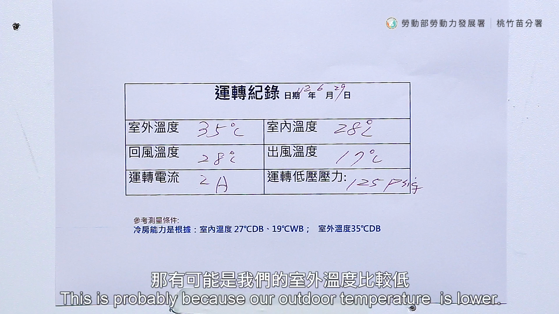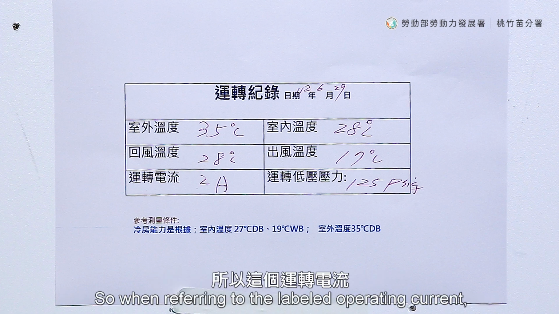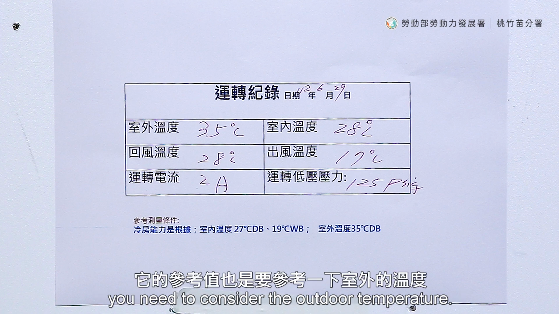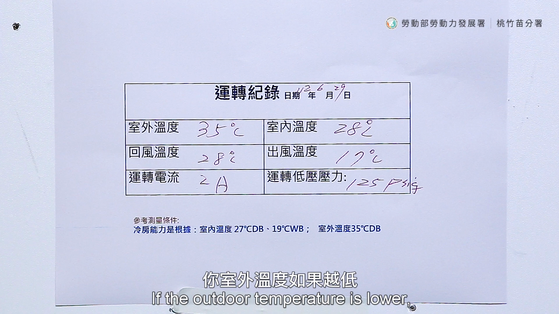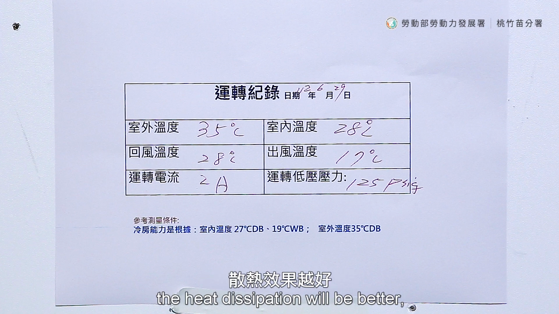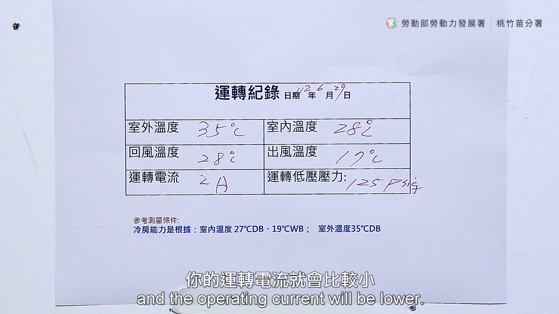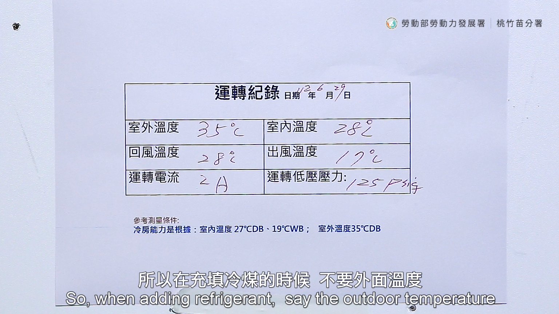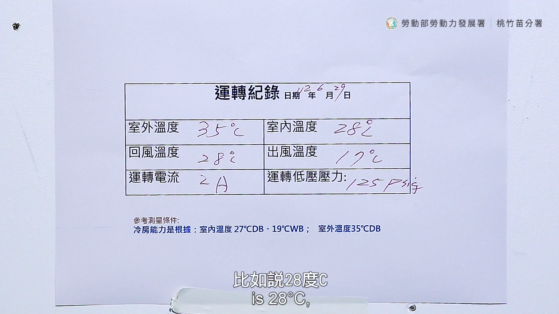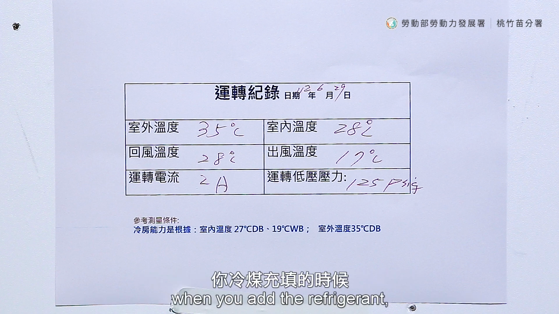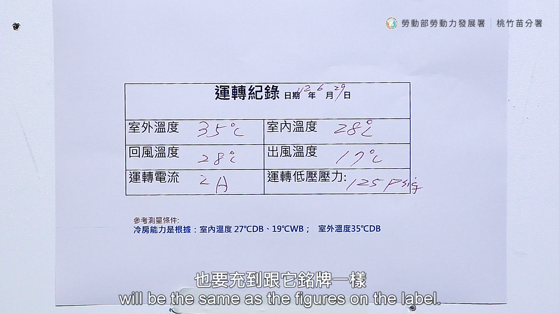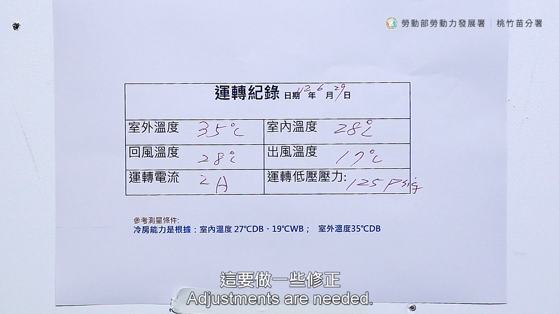This is probably because our outdoor temperature is lower. So when referring to the label operating current, you need to consider the outdoor temperature. If the outdoor temperature is lower, the heat dissipation would be better and the operating current will be lower. So when we add refrigerant, say the outdoor temperature is 28 degrees, don't assume the pressure or operating current will be the same as the figure on the label. Adjustments are needed.